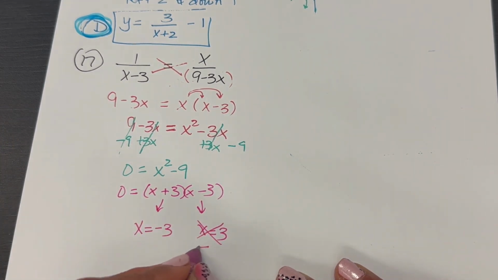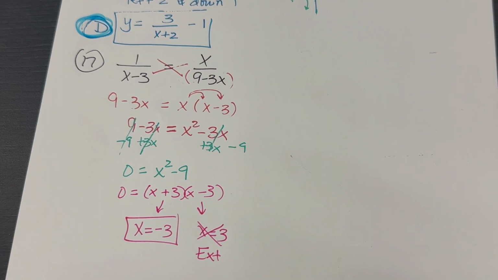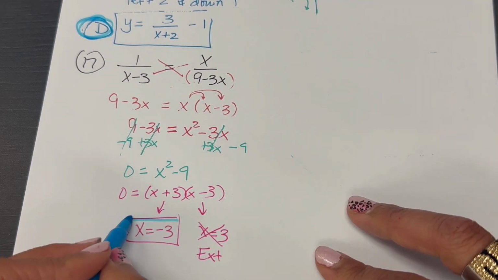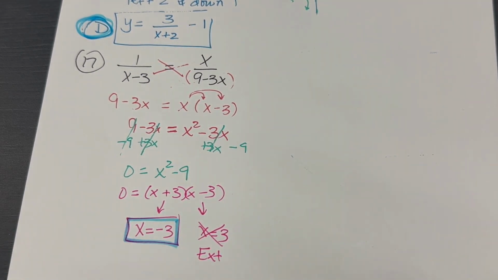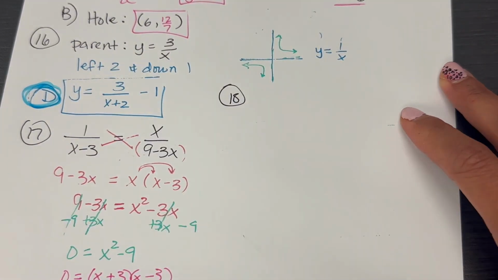So this one doesn't work because it makes a 0 in the denominator, so it's extraneous. So the only solution is x equals negative 3. So from the drop-down menu on Edulastic, you would pick negative 3. And that's 17. I have this empty space right here, so I'm going to put number 18 up here.